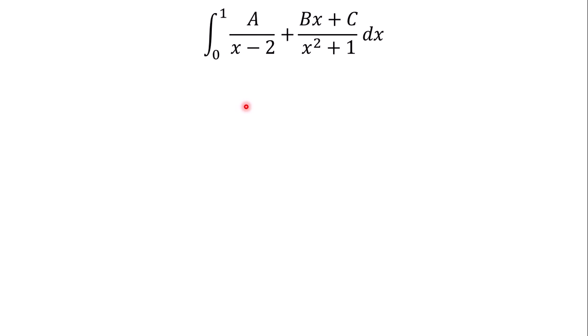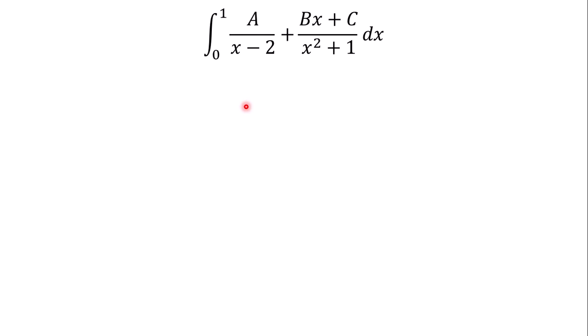So when you look at it this way, you could see that both left and right hand side have the same denominators. Then we multiply through by x minus 2 times x squared plus 1. When we do that, on the left hand side it will be left with 2x plus 1, and on the right hand side it will be left with a into bracket x squared plus 1, and then plus into bracket bx plus c multiplied by x minus 2.